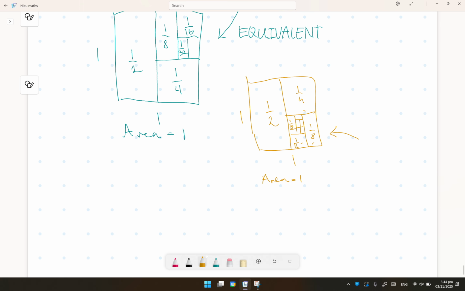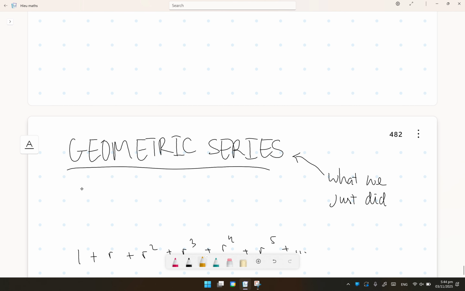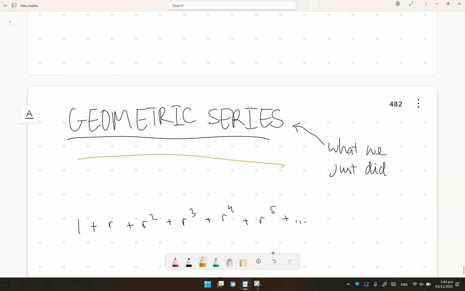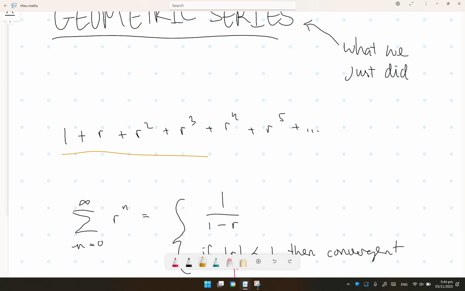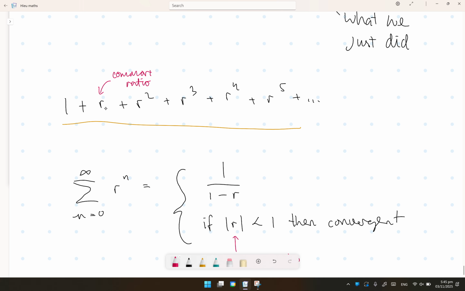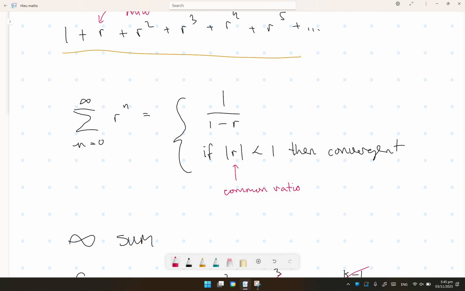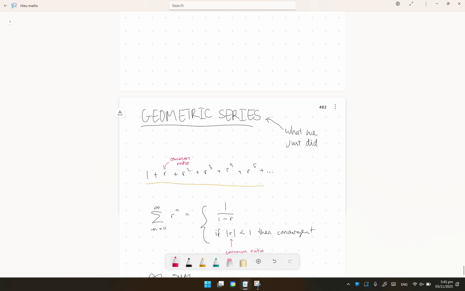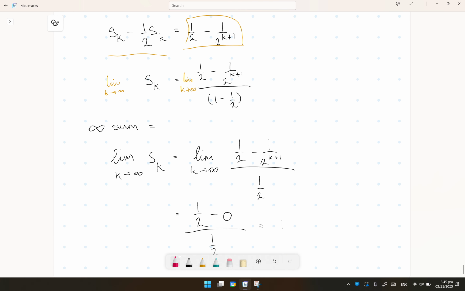And this is actually something that leads into something called a geometric series. Geometric series just means that it's in the form 1 plus r plus r squared plus r cubed plus r to the 4, and so on. And this r right here is called the common ratio. The sum of all of this is equal to 1 over 1 minus r, and it's a little bit similar to what we're doing here.